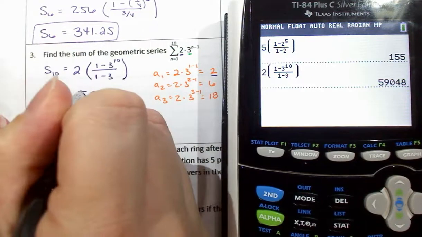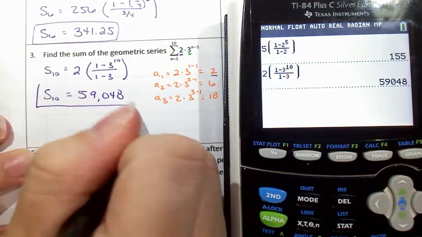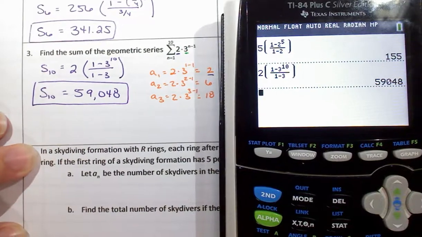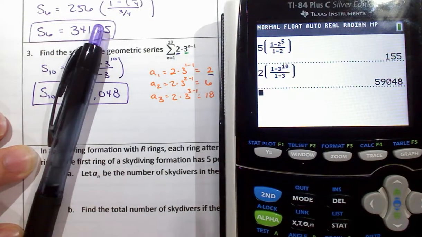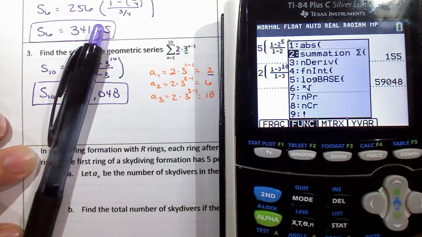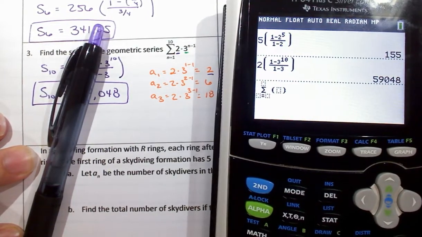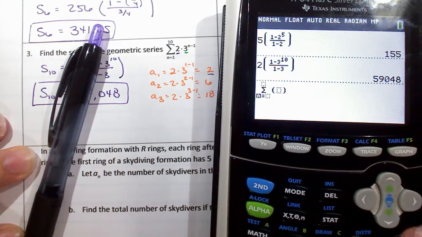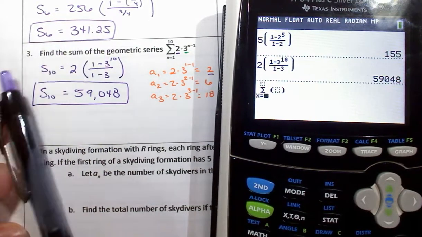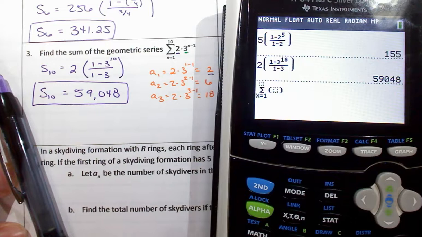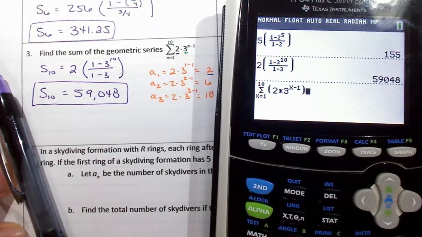Now, we could continue doing this by hand to check it, but remember we can also do a summation on the calculator, which is particularly useful. So in case you've forgotten how to do this, we hit alpha F2, and then notice it's my option 2, and then we type in what we want to use. So I'm going to use x. So x equals 1 up to 10, and then we're going to do 2 times 3 to the x minus 1. So make sure it looks exactly like that, except the x's and the n's are changed.